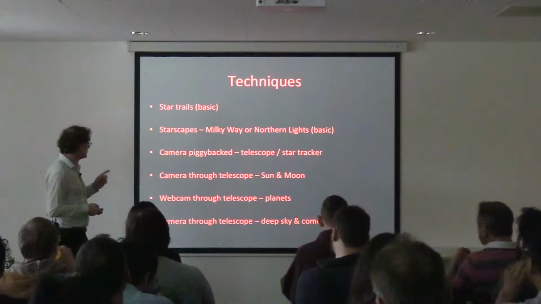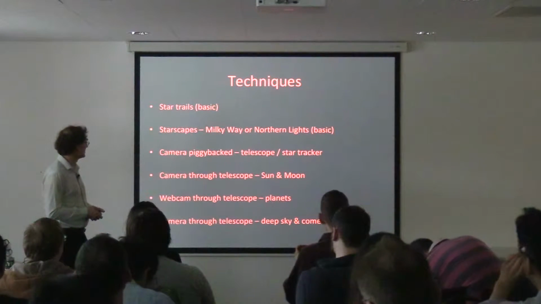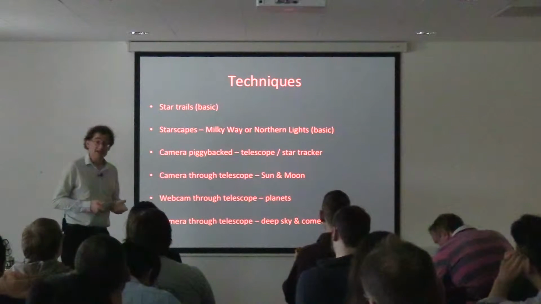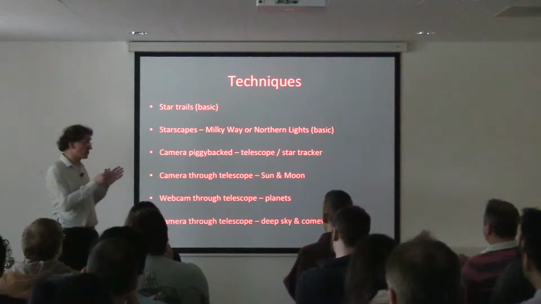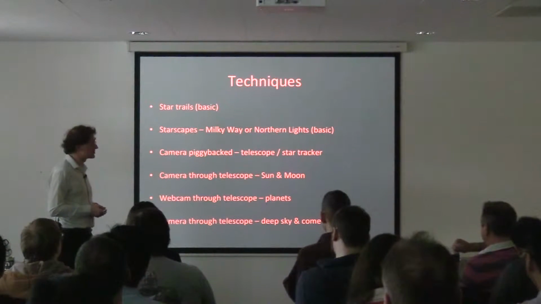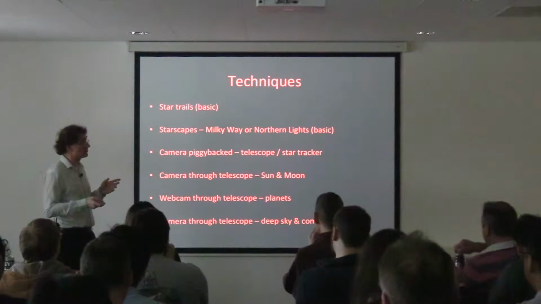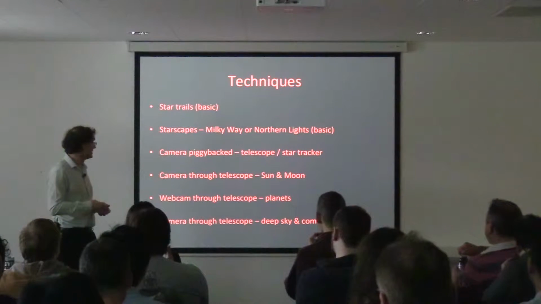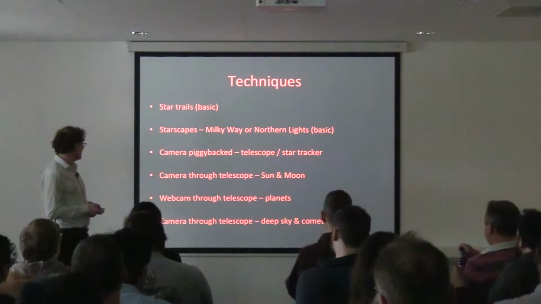Then we come on to the more advanced techniques, such as piggybacking on a telescope or a star tracker. So here you're actually using a telescope or a star tracker to track the motion of the stars to counteract the Earth turning. And that allows you to use much longer exposures and to build up more of an image, increase your signal to noise ratio in your results.